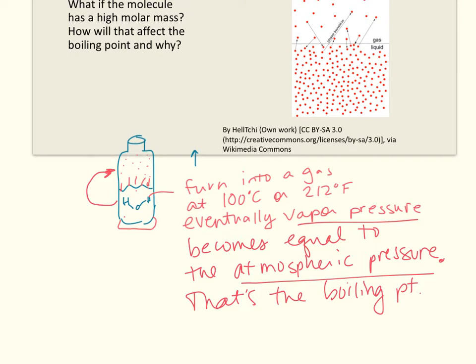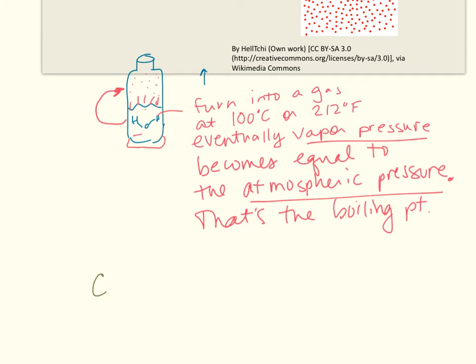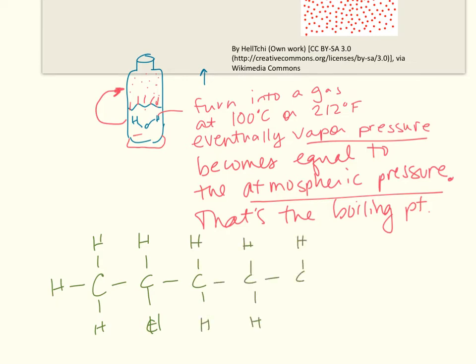Every molecule has London dispersion forces, even if it has dipole and hydrogen bonding. But if it has London dispersion forces, then they're going to be attracted to one another, right? So I'm just going to draw some random hydrocarbon down here. So let's see, 1, 2, 3, 4, 5, 6. So that's hexane.